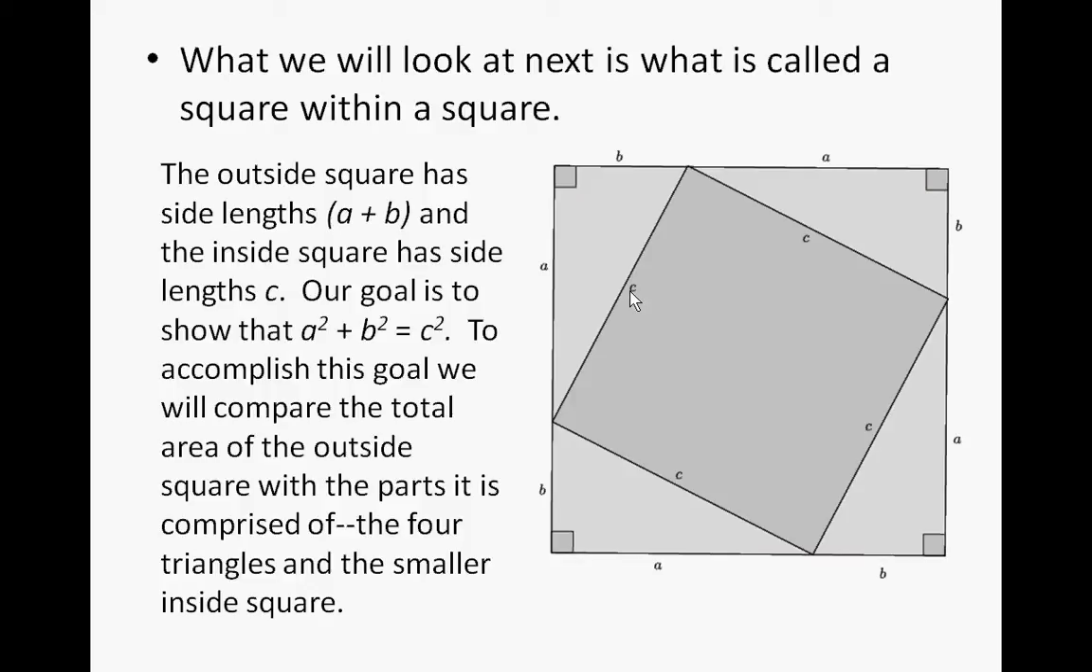Our goal is to show that a squared plus b squared is going to be equal to c squared. We're going to compare the total area of the outside square with the parts it is comprised of. If you notice, this outside square has an inside square, but it also has 4 triangles. Here's 1 triangle, 2 triangles, 3, and 4.